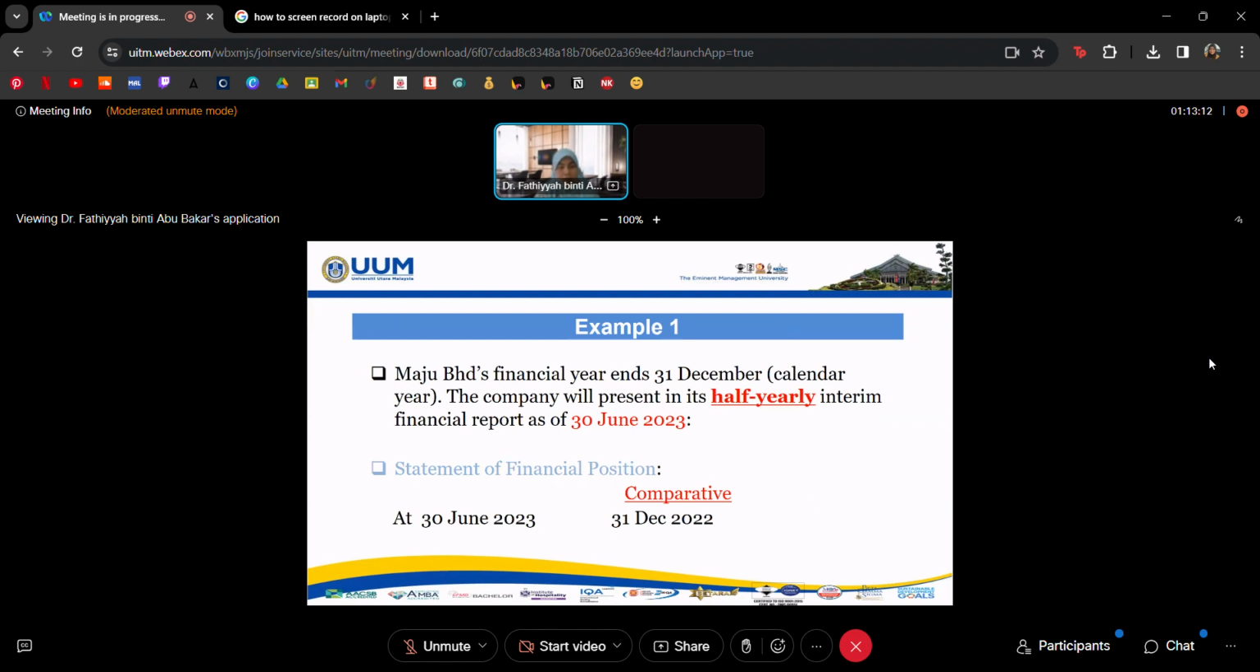Okay. The comparative amount for statement of financial position. Let's say your interim is half year. So your financial report ended 30th June. So your comparative figure is 31st December 2022.